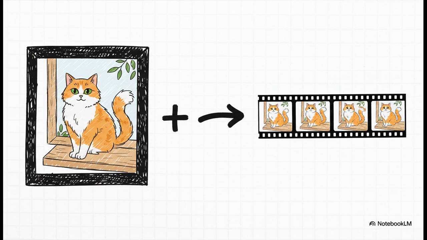And this is really the secret sauce. When you start with an image that you've already spent time perfecting, you're giving the AI a massive head start. You've already nailed down the character, the lighting, the whole aesthetic. It just gives you so much more control over what that final video looks like.